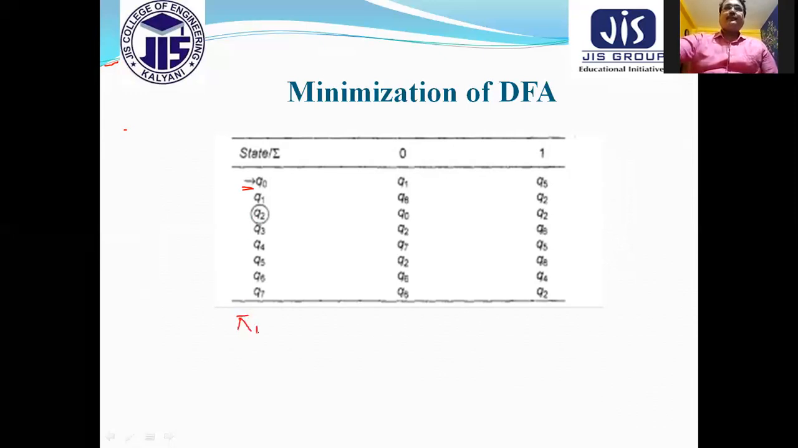Keep in mind, everyone, pi 0 means 0 equivalent. So 0 equivalent is saying that, without any input, the non-final states belong to one set and the final states belong to another set. Here Q2 is the final state, so it goes into one set, and the remaining states Q0, Q1, Q3, Q4, Q5, Q6 and Q7 belong to the other set, because they are non-final and this is a final.